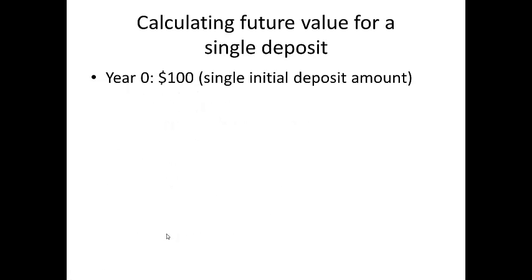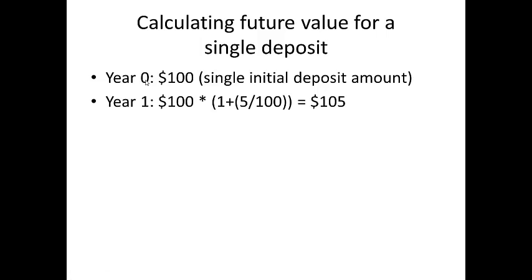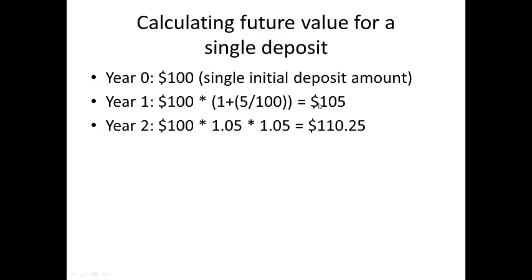In this example, we are talking about calculating the future value for a single deposit of, let's say, $100 at the start of our computation, which is year 0. In year 1, or at the end of the first year, the $100 that you put in will accumulate some interest, and that interest is 5%, so it's 5 divided by 100, and the total amount that you have is 100 plus that interest applied to your $100. So that is 100 times 1 plus 5 over 100, which is $105.